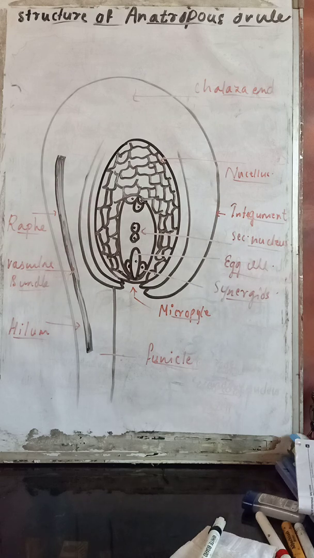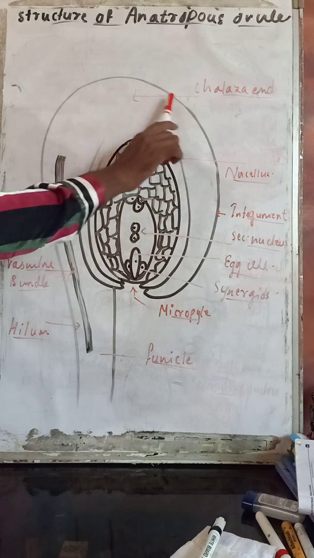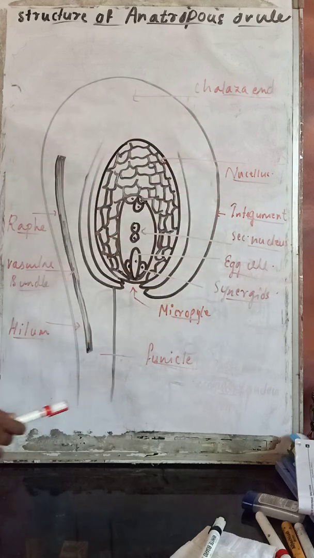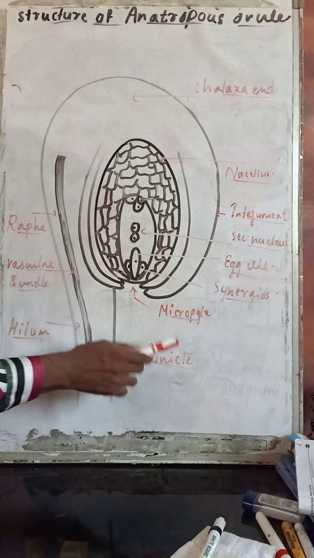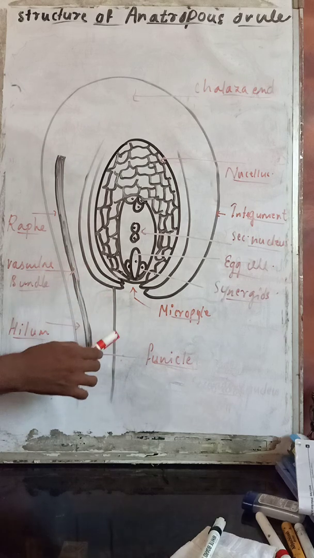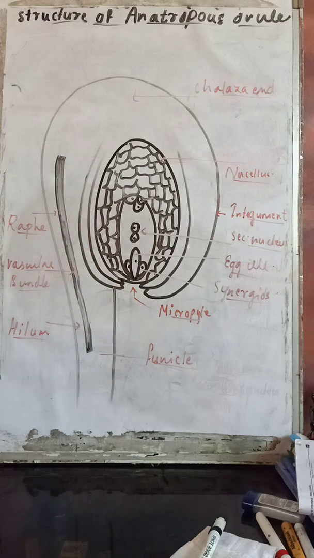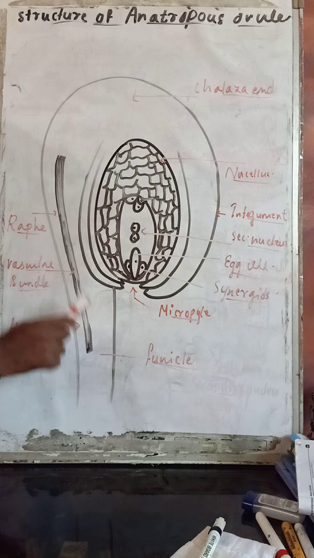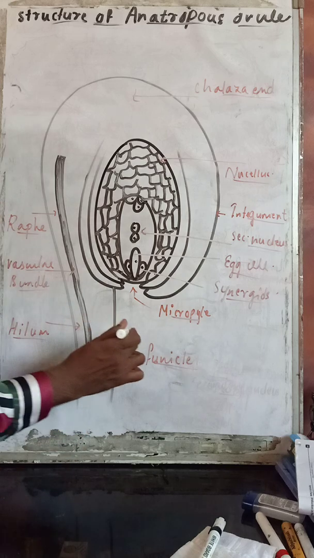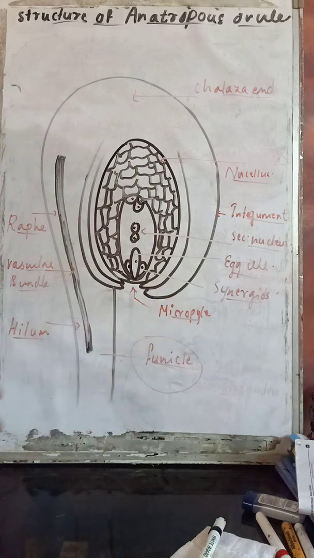Now when you talk about this anatropous ovule, it is basically made up of two important parts. One is called the stalk of the ovule, and the second is called the body of the ovule. The first part is the stalk, which is also called the funicle. It is the point where the ovule is attached to the placenta of the ovary. The ovule gets attached to the placenta by a stalk, and that stalk is called the funicle.